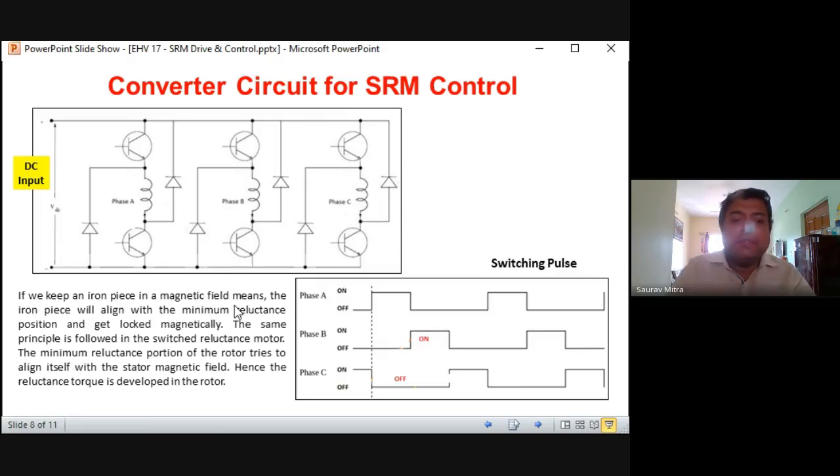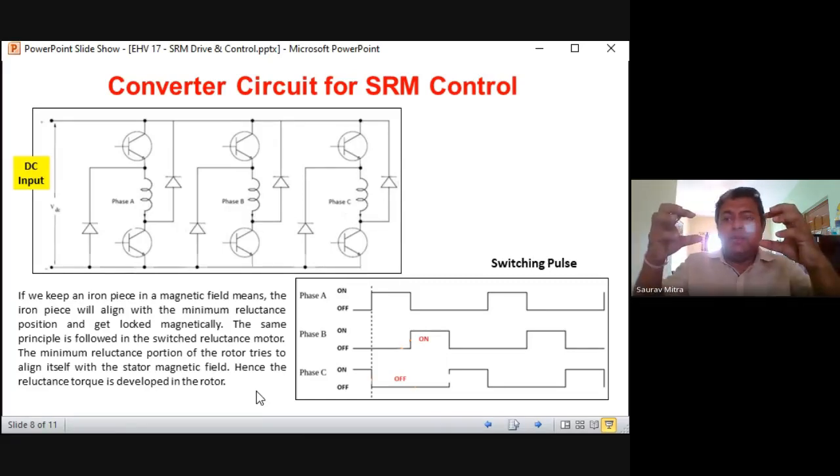If we keep an iron piece in the magnetic field, the iron piece will align itself with the stator poles, so that minimum reluctance is created between the stator pole and the ferromagnetic substance. So it will get locked magnetically with the stator. Locked magnetically means this is the stator pole, the rotor will be aligned like this, and this is another stator pole. Then another stator pole is energized, and the rotor will rotate like this.